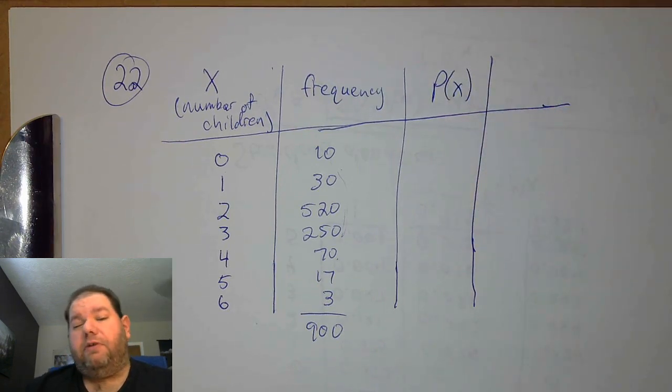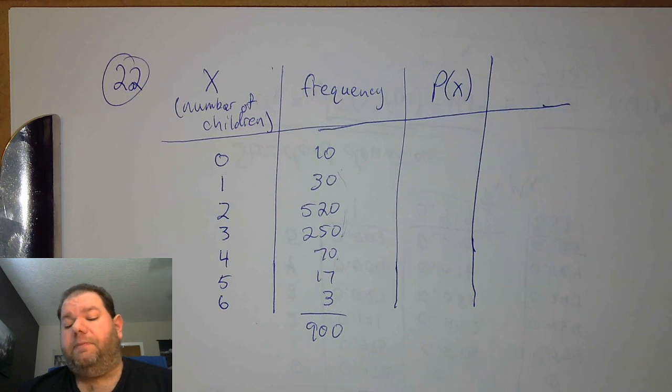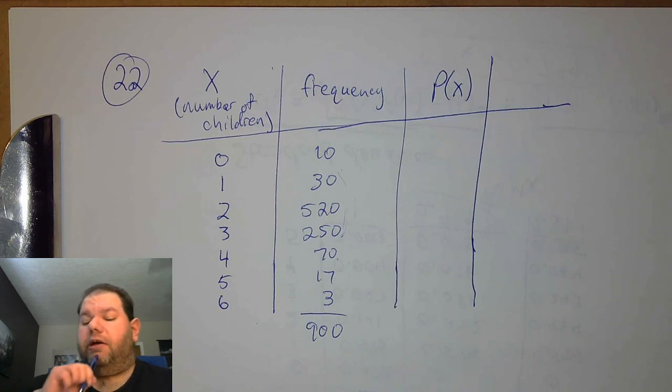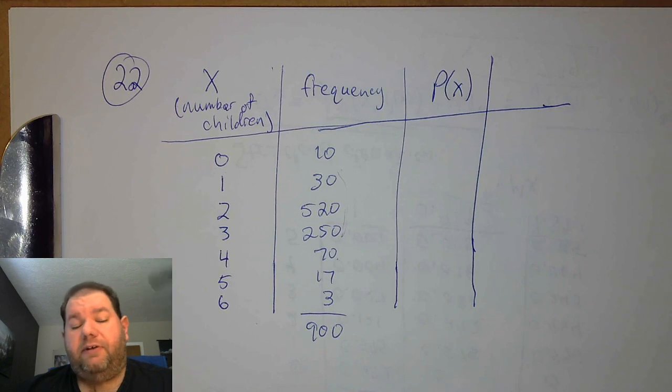So now we want to find P of X. This is the probability. Now, probability here is basically the same thing as relative frequency. Relative frequency and probability share a lot in common. They're technically different concepts, but they're measuring things in the same way. That's probably a good way of saying that.